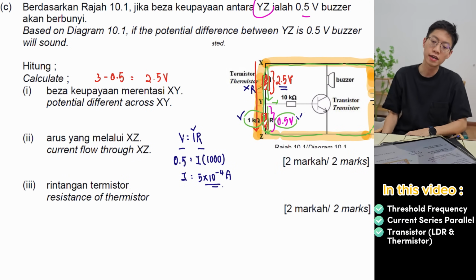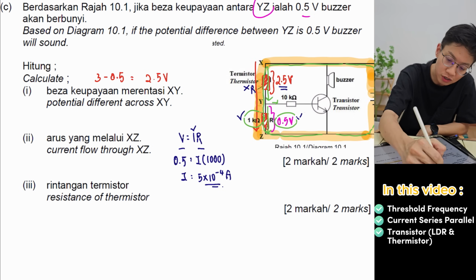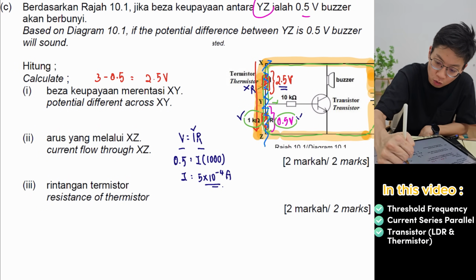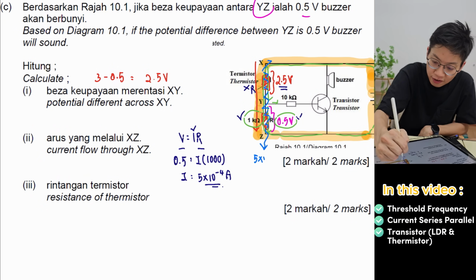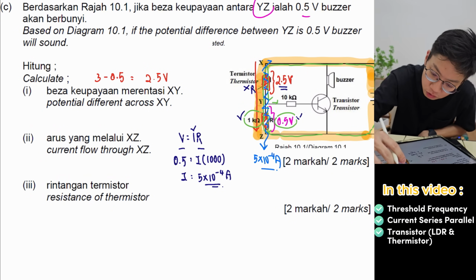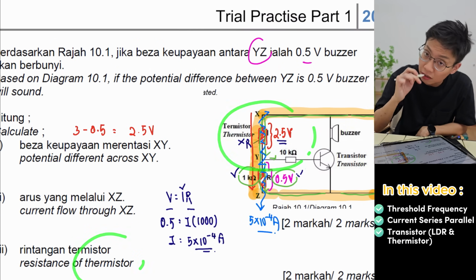Okay, what about the resistance of the thermistor now? So now you already got the current. The whole entire current that flows across here is 5 times 10 to the power of negative 4 ampere. Alright. So now we zoom in and we look at the thermistor here, because now they want me to find the thermistor.